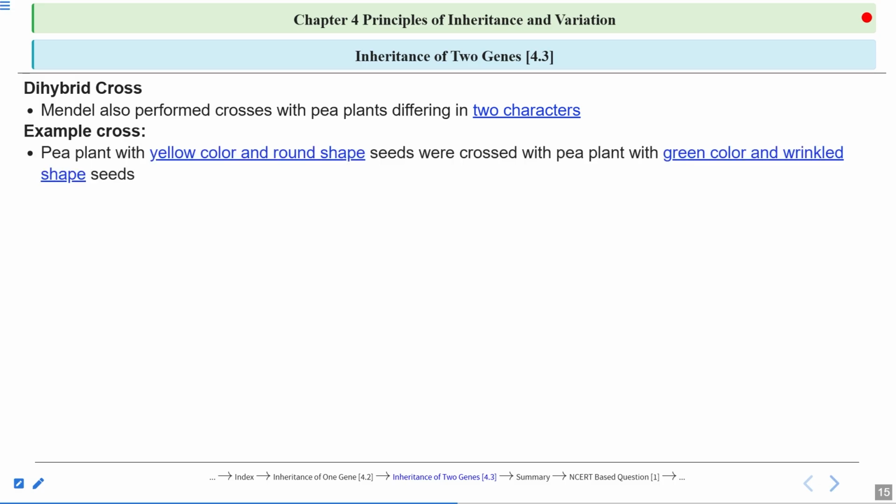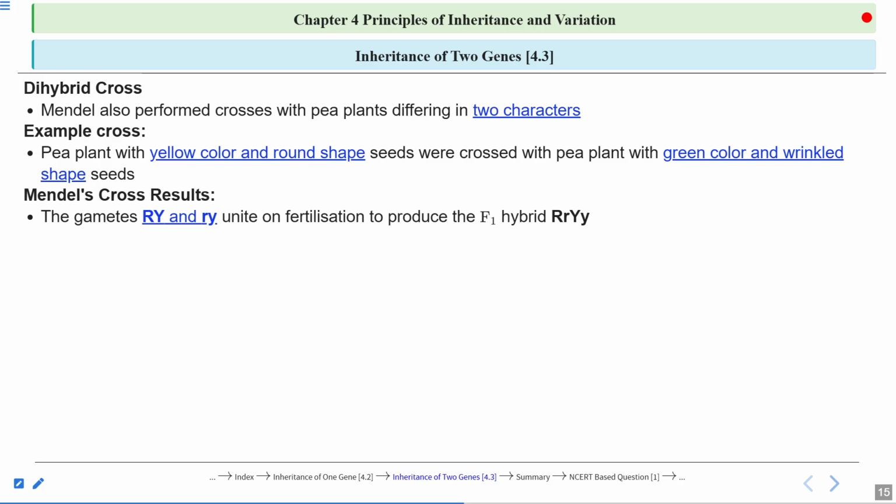So the pea plant with yellow color and round shape. You can see here two characters are being analyzed: the yellow color of the seed and the shape of the seed. These are two characters. So a pea plant with yellow color and round shape seeds was crossed with a pea plant with green color and wrinkled shape. So these two plants that are being crossed here differ in two traits which are controlled by two genes. Okay, now what were the results of this cross done by Mendel?